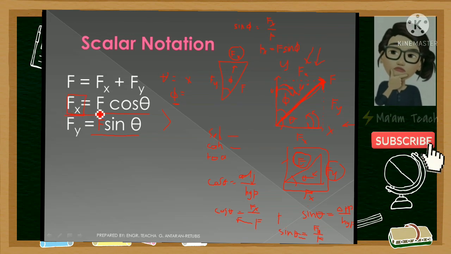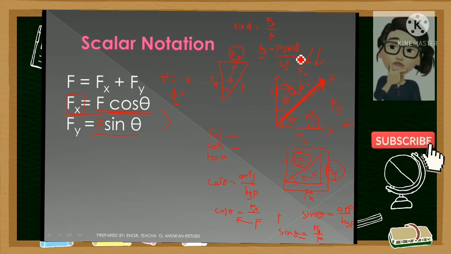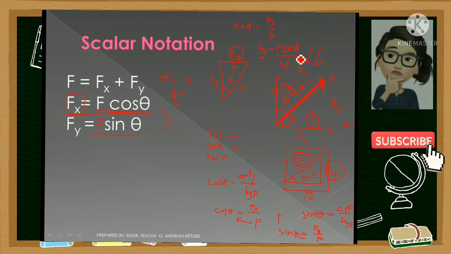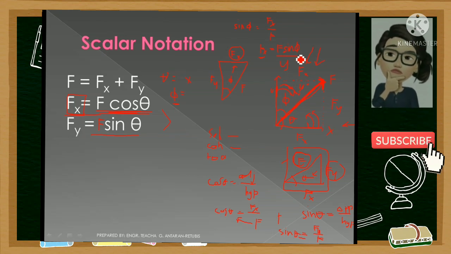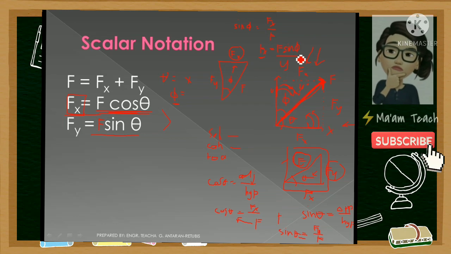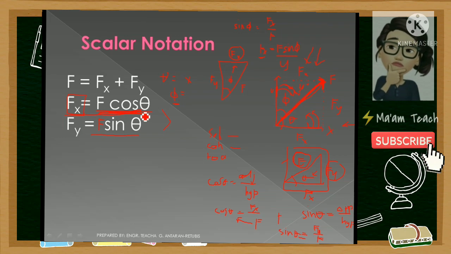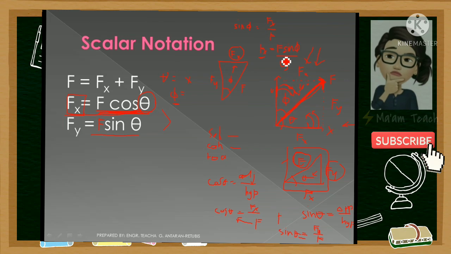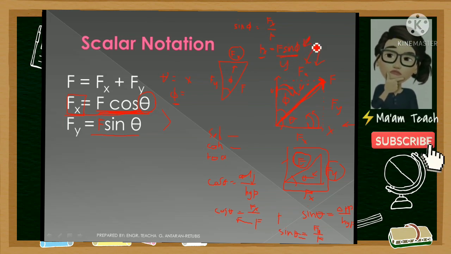F of x is f cosine theta, but in this case, f of x is f sine phi. Okay? See the difference, class? The same quantity that we are solving, but a different formula. Again, this change only happens because of the angle. So you will only use this formula if your theta is with respect to the x-axis, and you will only use this one if your angle is with respect to y.